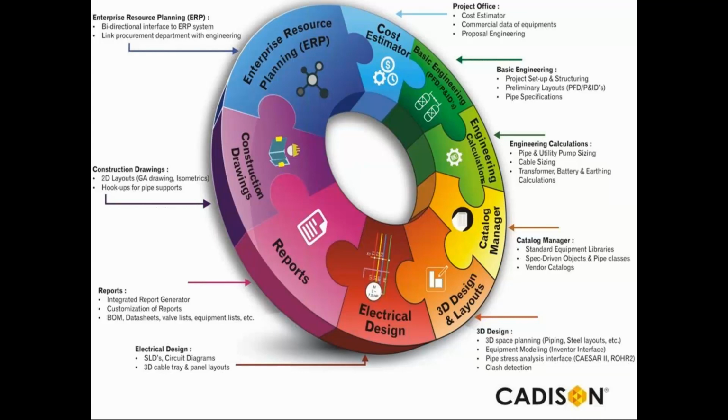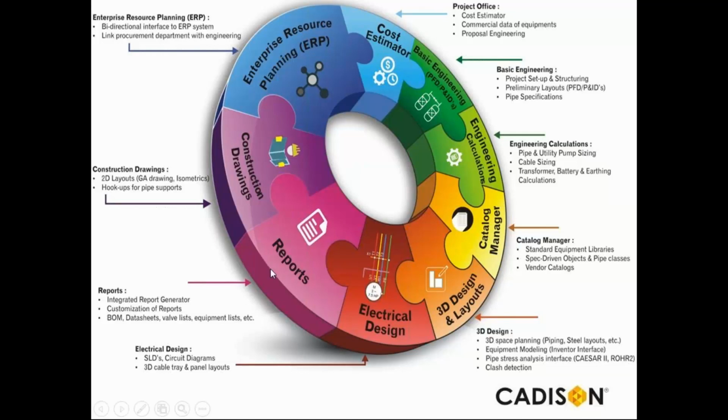Apart from this, the 3D Designer also has an interface with Autodesk Inventor software, so that equipment can be brought intelligently inside CADISON 3D Designer. Going ahead, there is an electrical designer. In this electrical designer, users can create single line diagrams, schematics, circuit diagrams, 3D cable trays, panel layouts, and all associated reports and deliverables along with it.